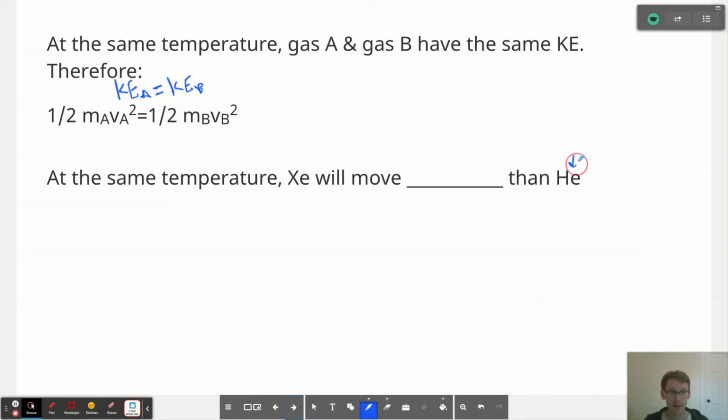Well, I know that helium is light, so I can say a low mass, and that xenon is heavy, it has high mass. And in order for this equation to hold, because they're at the same temperature, if xenon is the one on the left, it's got a high mass, and helium on the right has a low mass, helium's going to have a bigger velocity to compensate. So xenon will move more slowly than helium at the same temperature. So it's interesting because if they're at the same temperature, they have the same kinetic energy on average. That does not mean that they're moving at the same speed. It means that something heavier is moving more slowly and something lighter is moving more quickly.